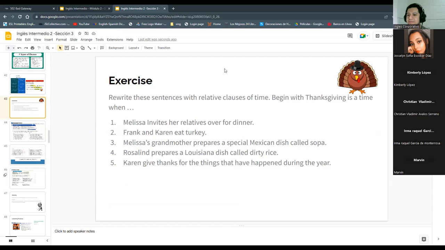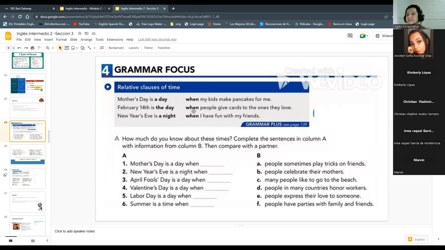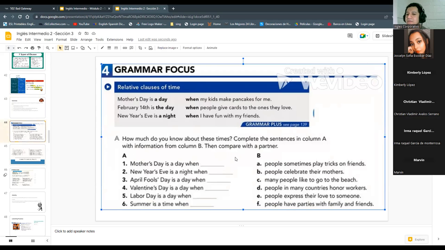Okay, just one moment, please. Y ahí les dejo el deber para mañana. Homework for tomorrow. Okay, so try to write these clauses, or these compound sentences, for tomorrow with Thanksgiving is a time when, and then write the rest of it. I don't know if you have any question about relative clauses of time. Eso vamos a ver mañana. También vamos a hacer un repaso. Do you have any question, any doubt? ¿Preguntas?